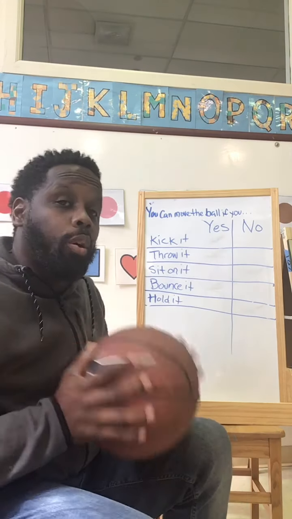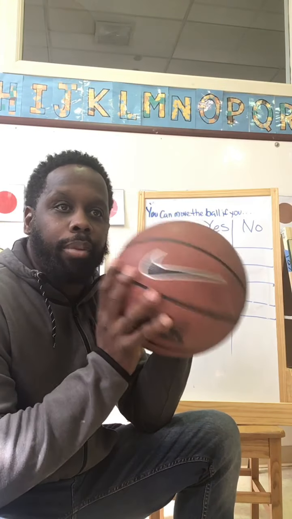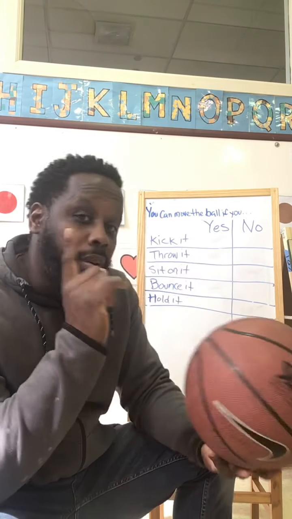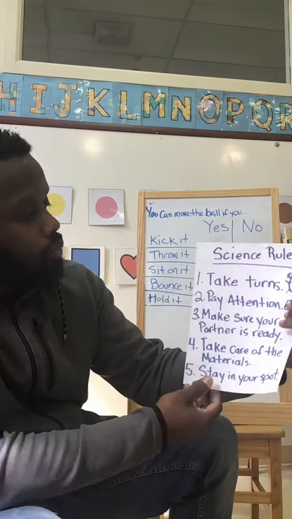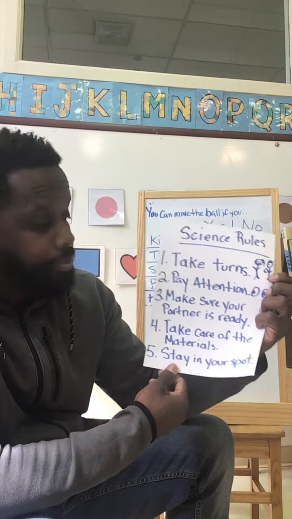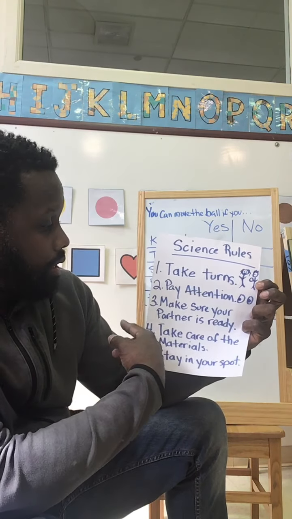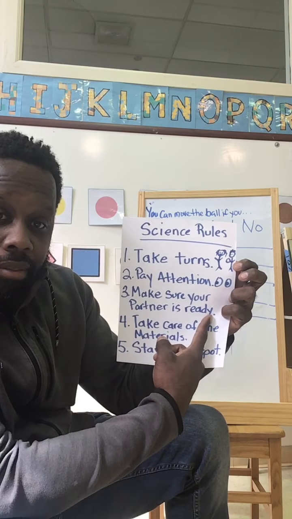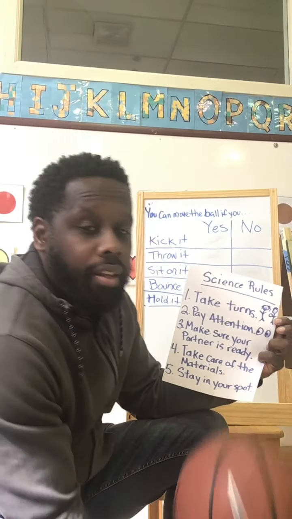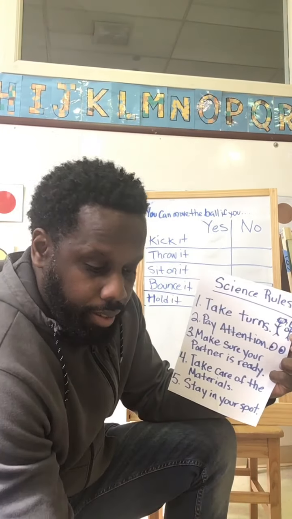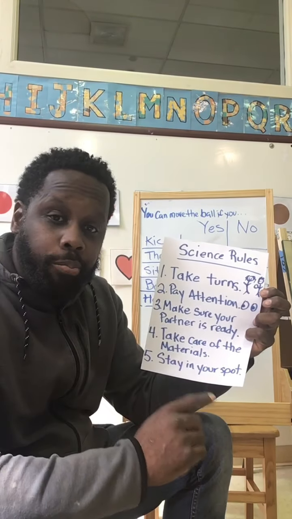What we're going to do, we're going to go outside. We're going to figure out how we can pair up and make this ball move. But first, we have rules. We're going to go over our science rules. One, we're going to take turns. Two, you're going to pay attention. Three, make sure your partner is ready. Four, take care of the materials. That's the ball. And protect yourself as well. Five, stay in your spot.